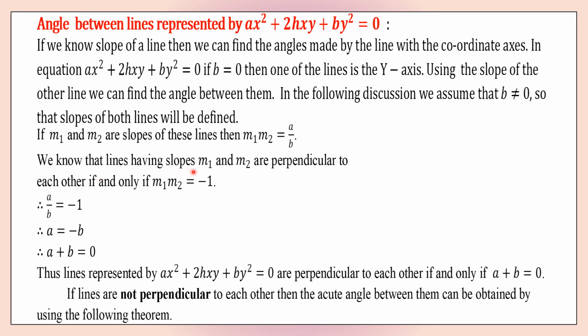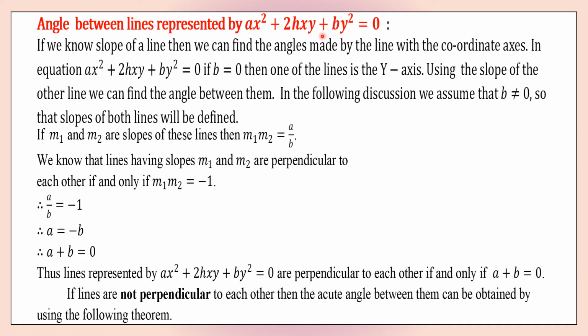We know that the lines having slopes m1 and m2 are perpendicular to each other if and only if the product of their slopes is minus 1. From this, the product of the slopes is a divided by b. Therefore, we get a/b = -1. Taking cross multiplication, a = -b. Taking -b to the LHS, a + b = 0. Thus, the lines represented by ax² + 2hxy + by² = 0 are perpendicular to each other if and only if a + b = 0.